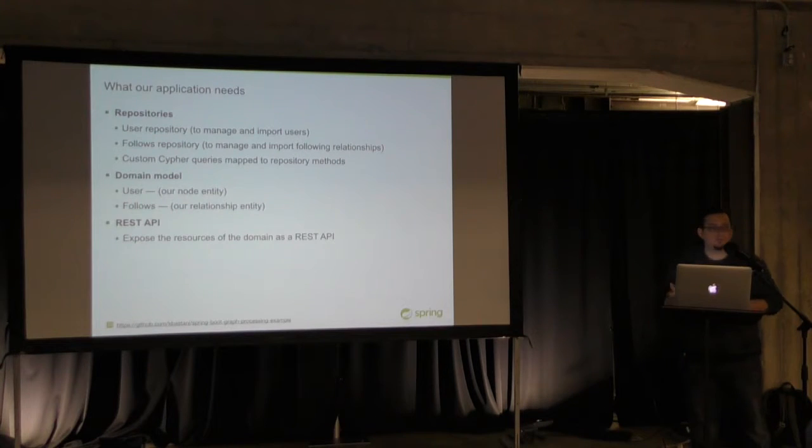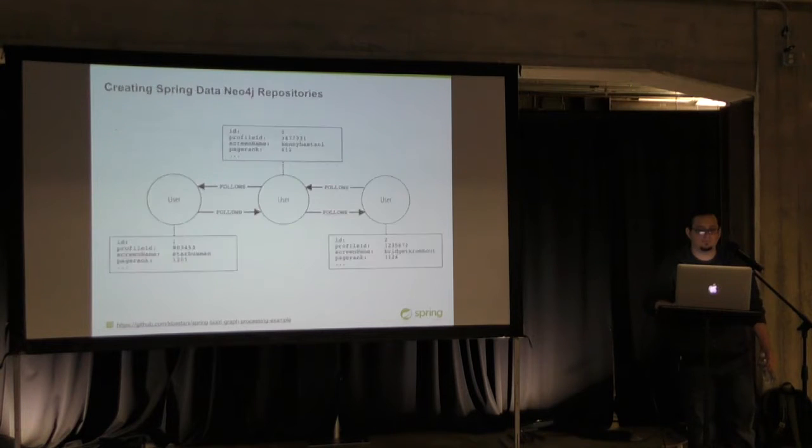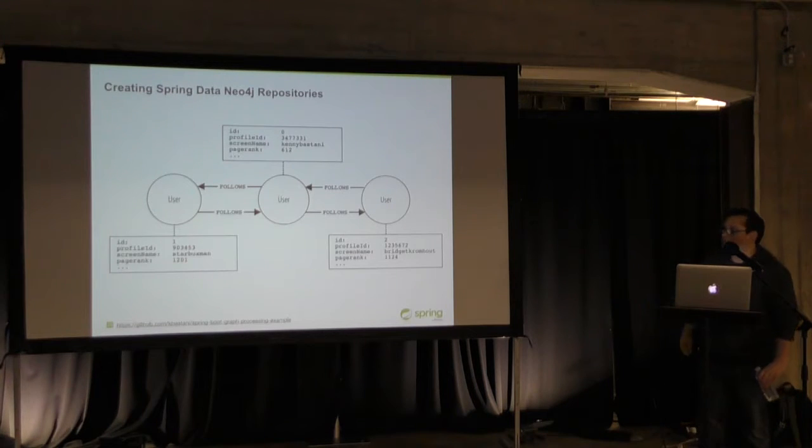Our domain model is pretty simple. We only have two entities. We have the user, which is our node entity or our vertex, and then we have follows, which is going to be our relationship entity. Then we're going to expose these three repositories as a single unified REST API. And so here's what our domain model looks like.